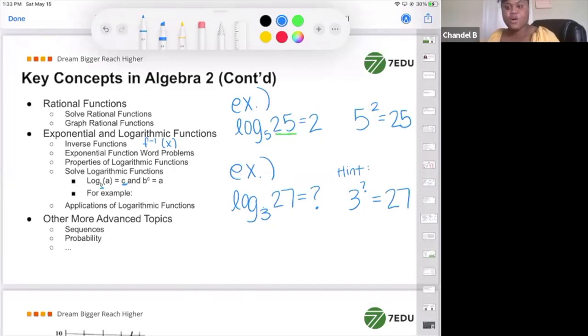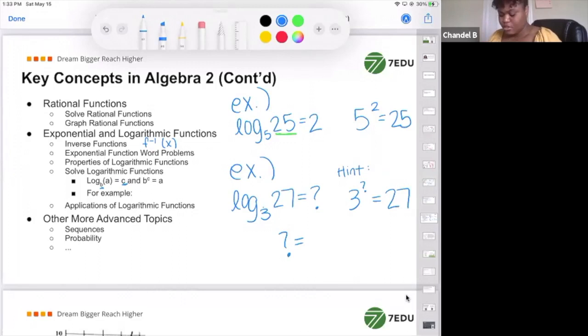Okay, so Adam, what did you put for the question mark? What did you think it was? Adam, are you there? That's okay. What about Kaida? What did you put for the question mark?